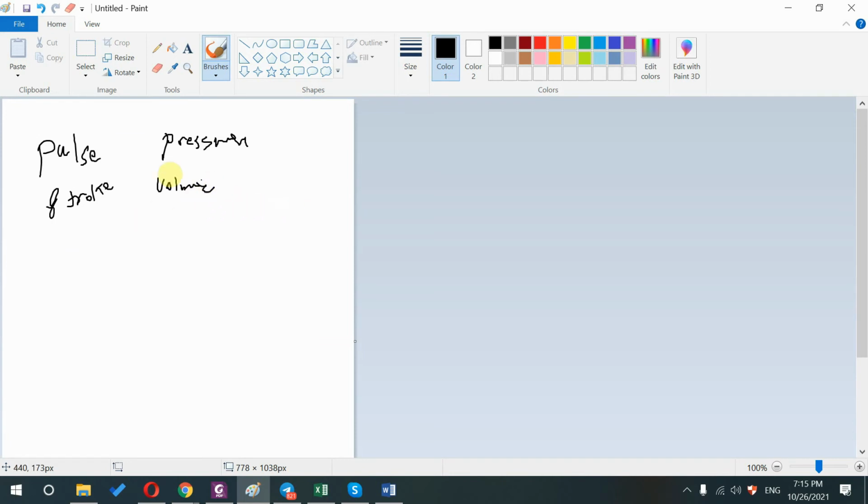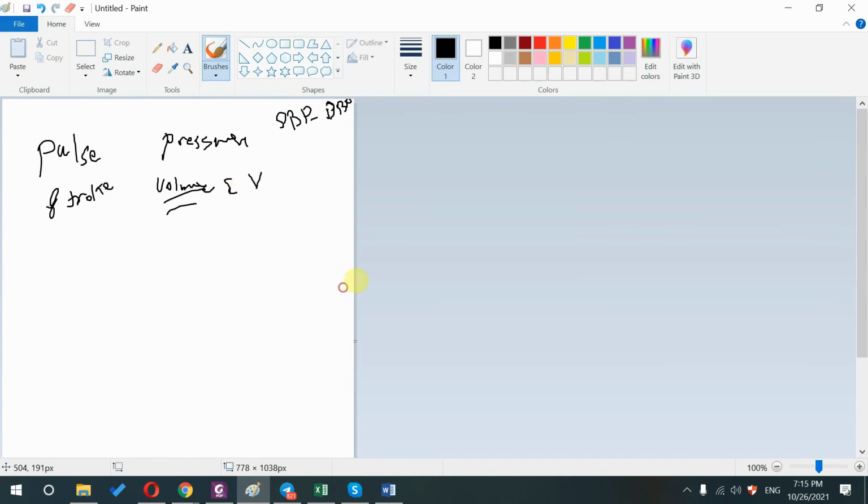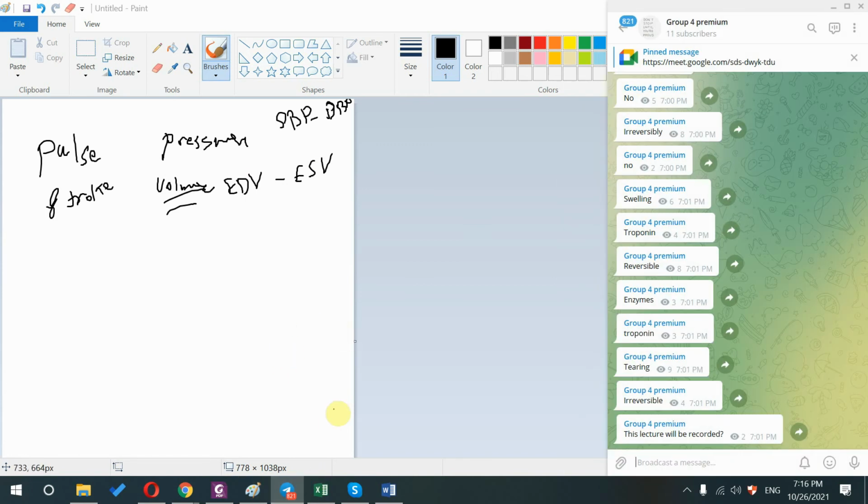So the pulse pressure is the difference between your systolic blood pressure minus your diastolic blood pressure. While if we speak about the volume, it's not related to the pressure at all. It's volume. So it's end diastolic volume minus end systolic volume. Guys, think with me here. Which one would be higher, the end diastolic volume or the end systolic volume?